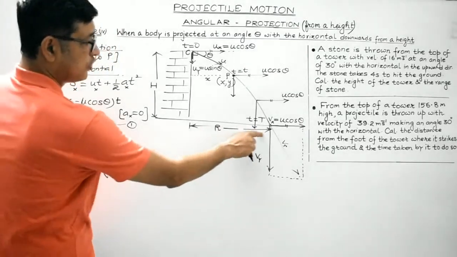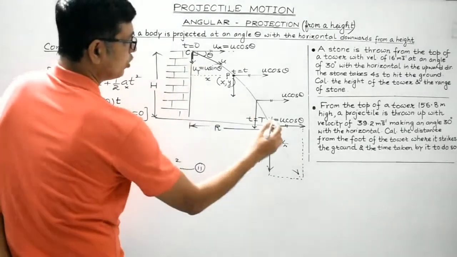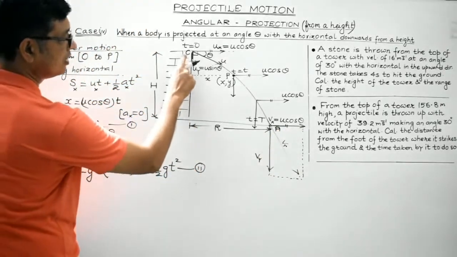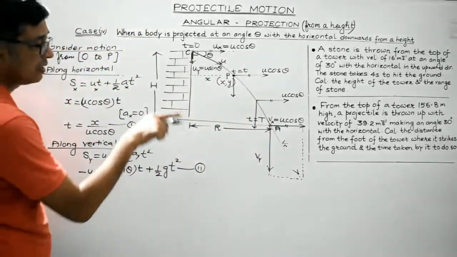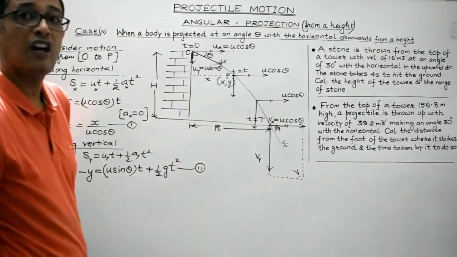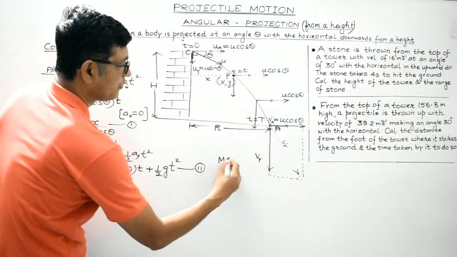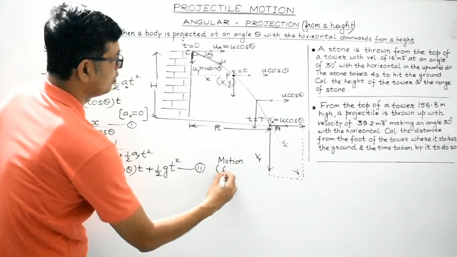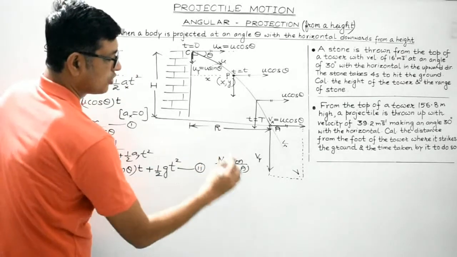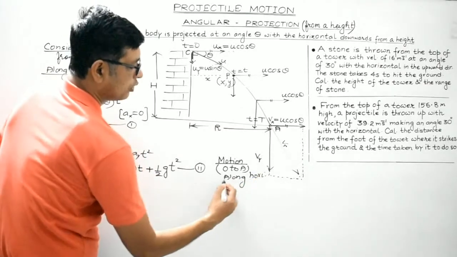Now students, for range, consider the same equation. Suppose this is point A. If you consider the motion of the body from O to A, and if you take motion along horizontal, then you can easily get the expression for R. How to get it, I will tell you. Consider motion from O to A, and consider motion along horizontal.